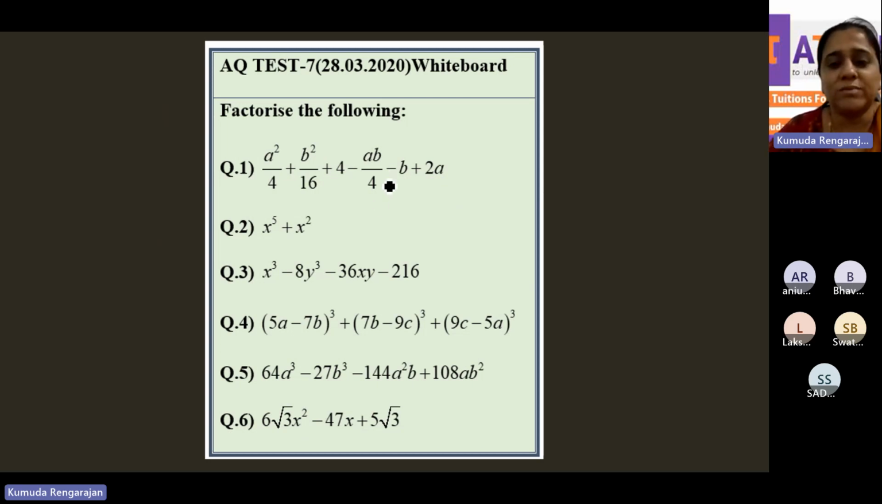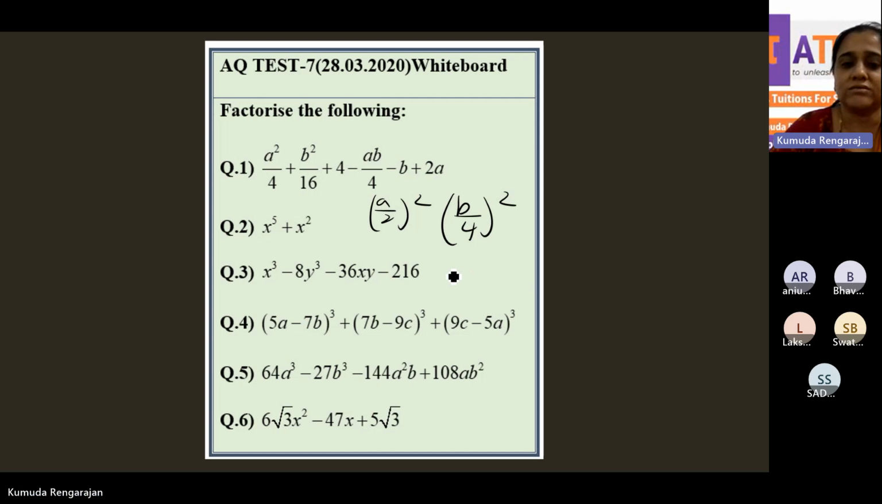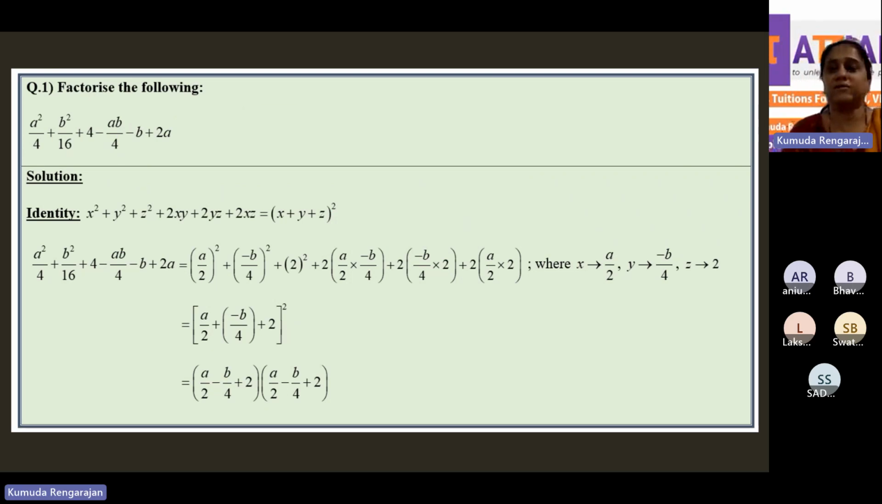So what is a square by 4? A by 2 the whole square, correct? And what is b square by 16? B by 4 the whole square. And what is 4? 2 square. Take the help of the slide and finish it. First, you can go through, understand. We have identified the correct identity.